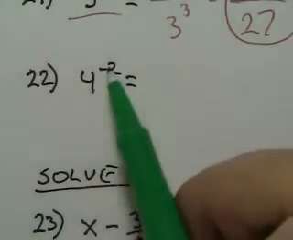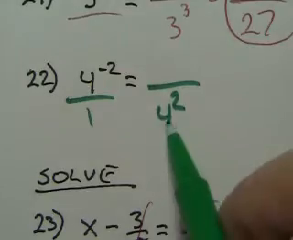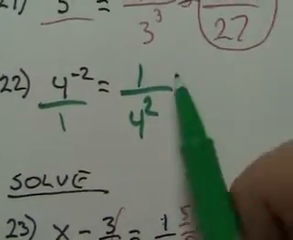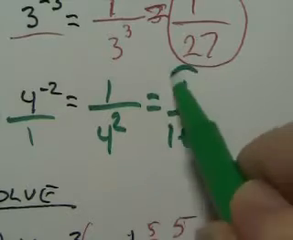On 22, it's negative exponents. That means it's on the wrong side of the bar. So it's 4 squared on the bottom, 1 up on top, and 4 squared is 16.